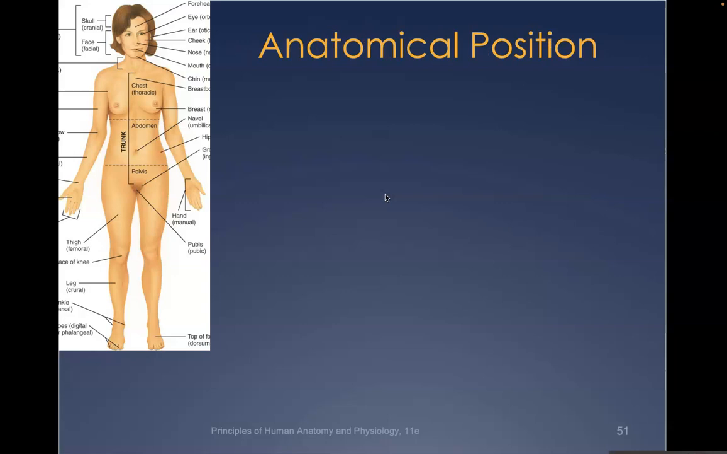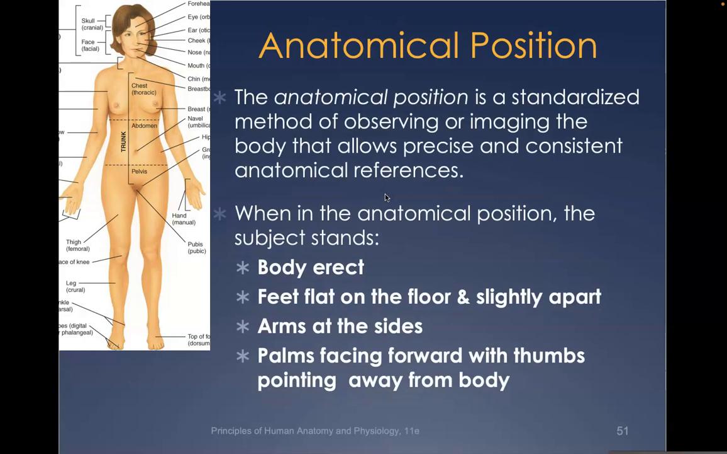Now, when we talk about the human body and reference it, we're always going to be referencing it in anatomy, in both Bio 201 and 202, from anatomical position. So anatomical position will always be body erect, feet flat on the floor, slightly apart, arms at the sides. Everything's pretty easy so far, right? But then this is the trick. Palms facing forward with thumbs pointing away from the body.